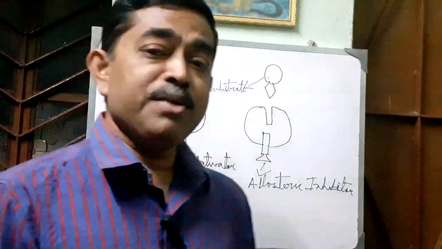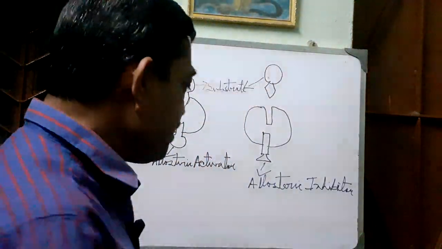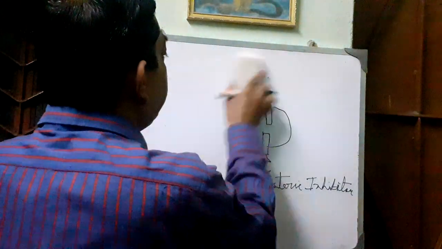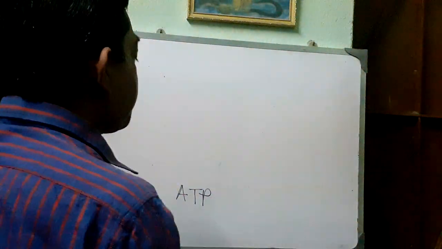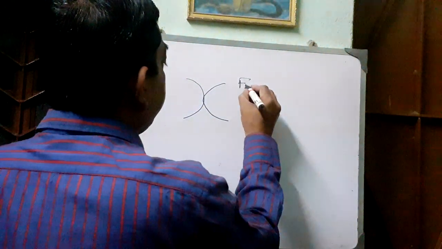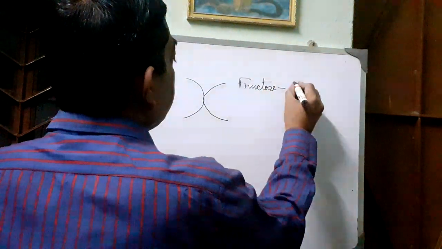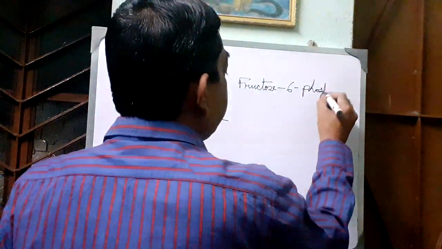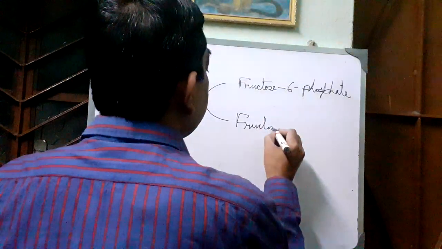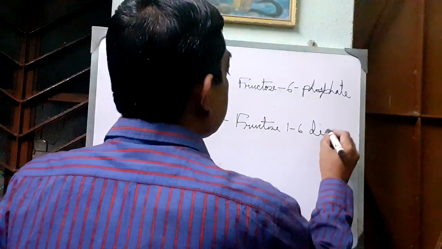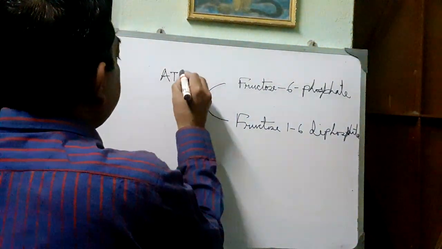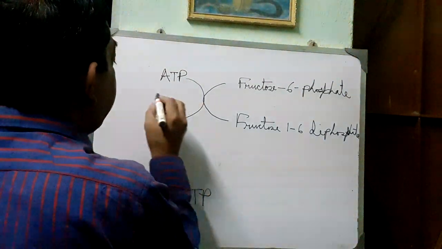One of the allosteric inhibitors is ATP, adenosine triphosphate. Consider the reaction in the glycolysis pathway, where fructose 6-phosphate will be converted into fructose 1,6-diphosphate, and ATP will be converted into ADP, and here the enzyme will act.